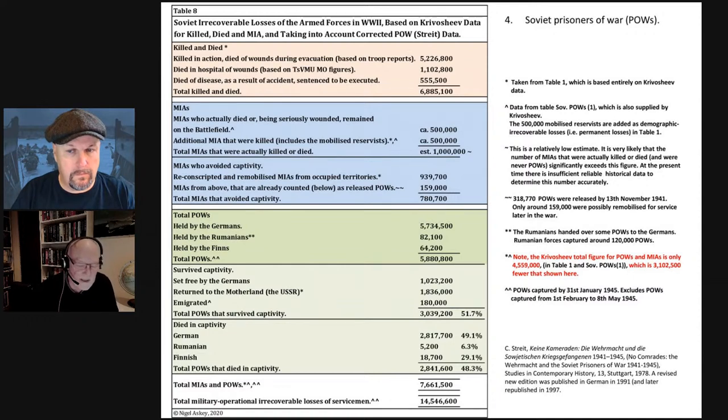So when you plug that in, it says 3 million survived captivity, and remember, approximately 1 million of them were basically used by the Germans in various ways. So that means that on this data, 49.1% of all German-held POWs died in captivity or were killed in captivity. And then you add the Finns and the Romanian ones, you come up with roughly 48.3%. So Street's sort of saying about 55%, using the Krivosheev data to say a few more went back, 48%. So it's still between 2.8 million and 3.3 million Soviet soldiers died in captivity. So it's a mini Holocaust, basically.